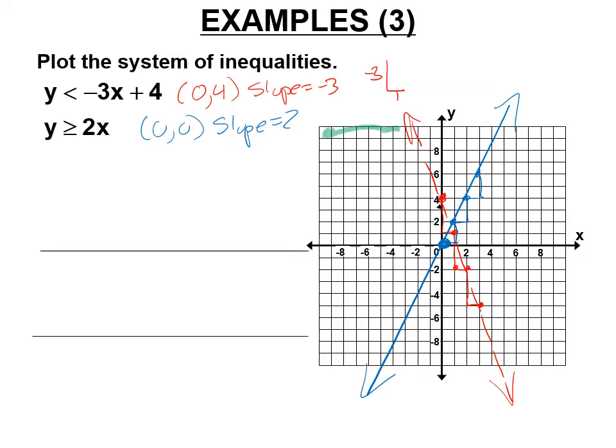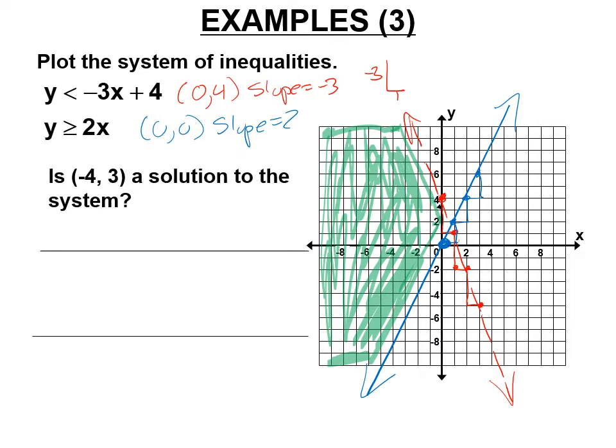Okay, so there's the border of the red, because we're below the red line and we're above the blue line. And so where they are both shaded, the overlap is in this area, and that is the solution to this system.